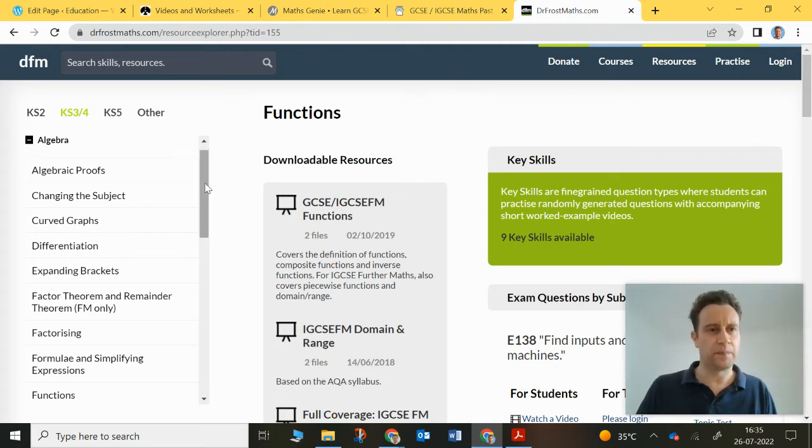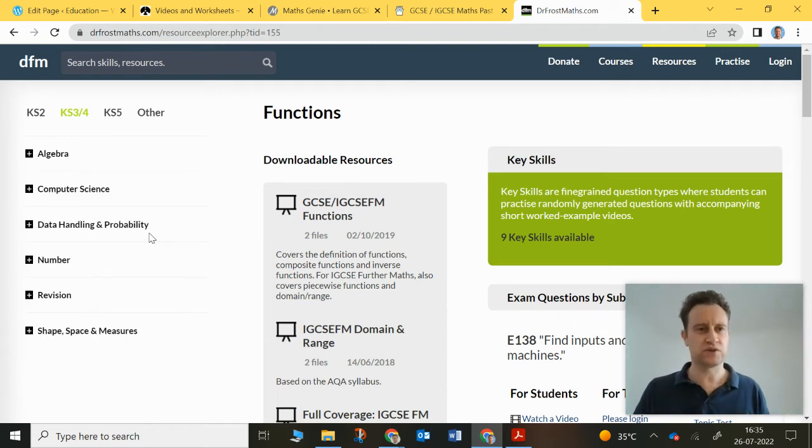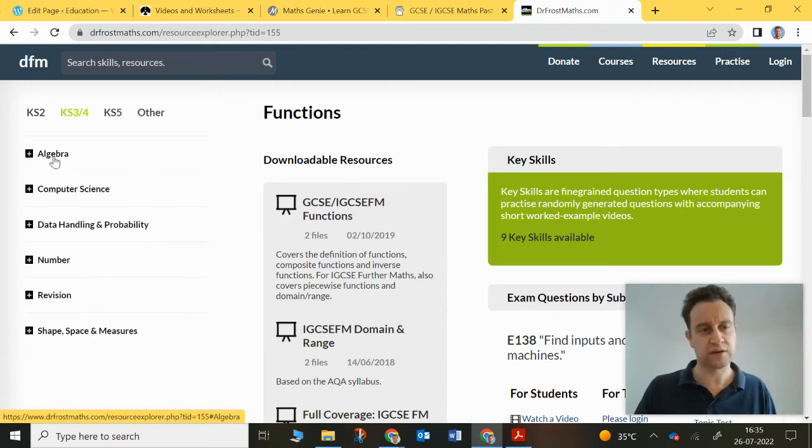So, for example, I was just looking earlier. You can see mathematics is separated into 4 sections: algebra, data handling and probability, number, and shape, space, and measures.